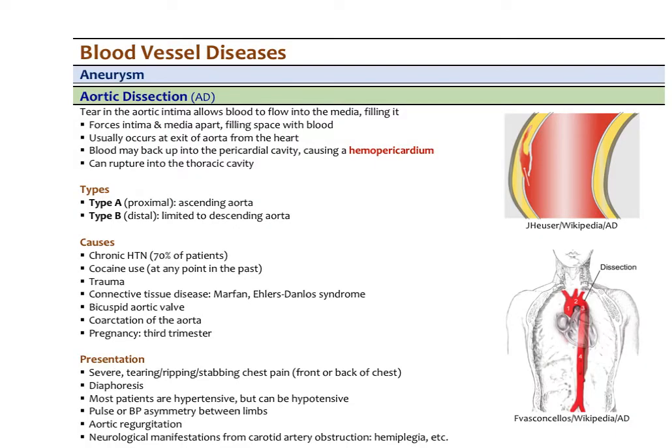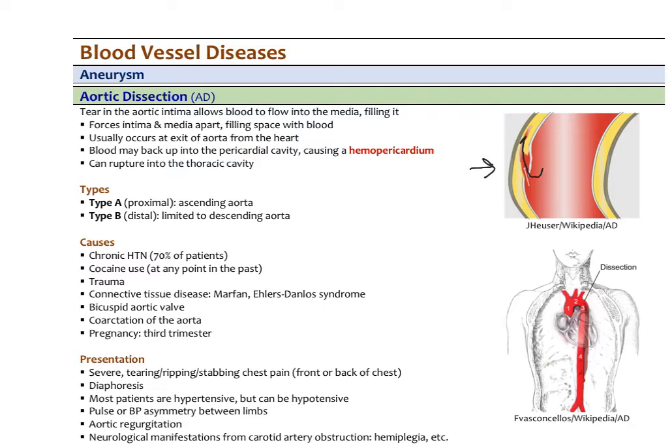Now another condition here would be aortic dissection, and that's a tear in the intima that allows blood to fill into the media. So this is not an aneurysm per se, although this can result in a rupture. But basically the blood starts to leak in, so you can see in the diagram to the right here, the blood begins to leak in, cross through the intima, and then starts to accumulate in the media itself. And it basically forces the intima and the media apart, and that space fills with blood.